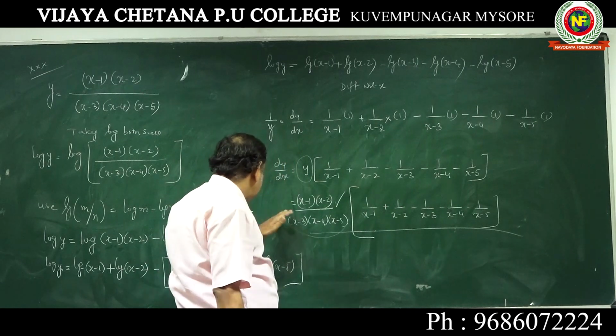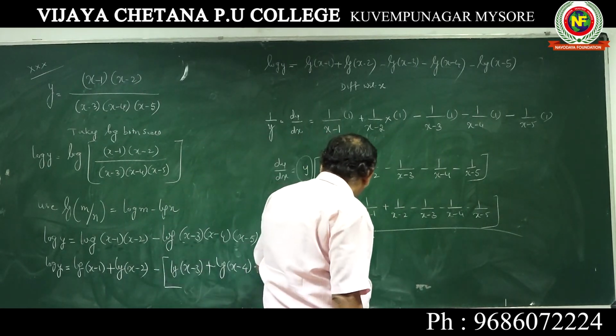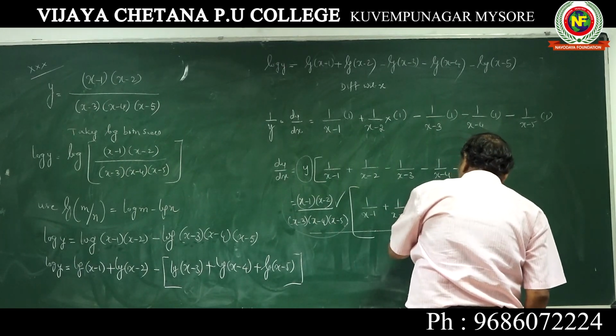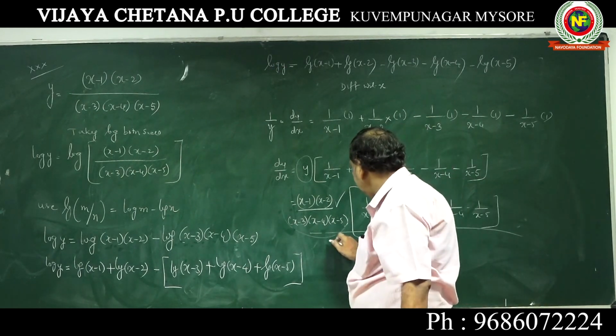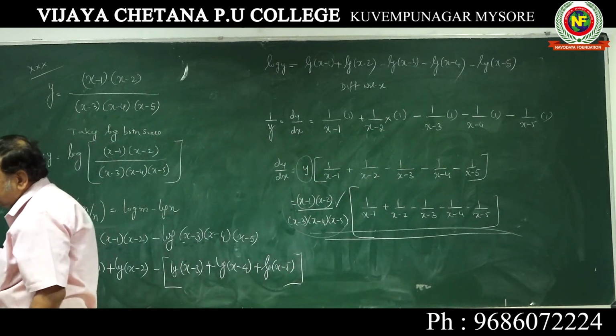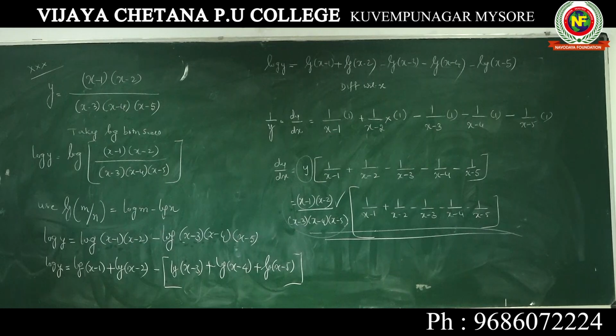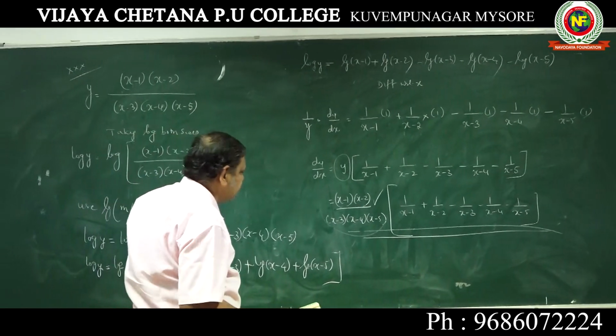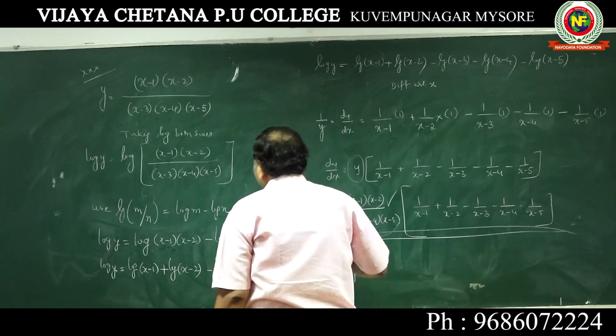y is (x−1)(x−2) divided by (x−3)(x−4)(x−5), into 1 over (x−1) plus 1 over (x−2) minus 1 over (x−3), and this is the final answer for the problem. That is the final answer, and you should write 1 over (x−1) plus 1 over (x−2) minus 1 over (x−3). Y should be replaced.